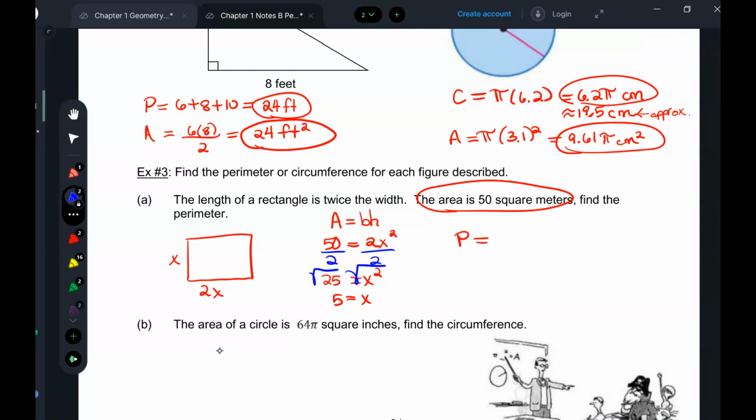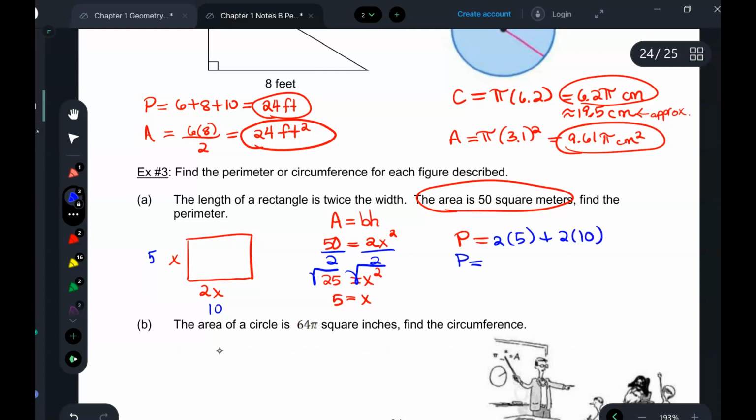So then you add up the sides. Okay, so if x is 5, and that would make 10, so it's going to be 2 times 5 plus 2 times 10. Wait, why did you put 5 and 10 there? I plugged it back in. This will be 5. This will be 10. So we have two 5s and two 10s. So 10 plus 20, so P equals 30. Good. And that's going to be meters.